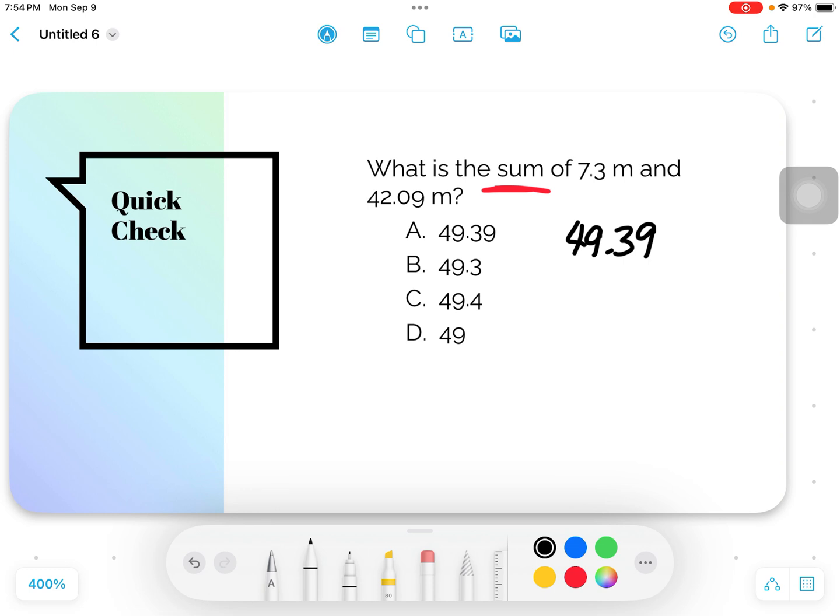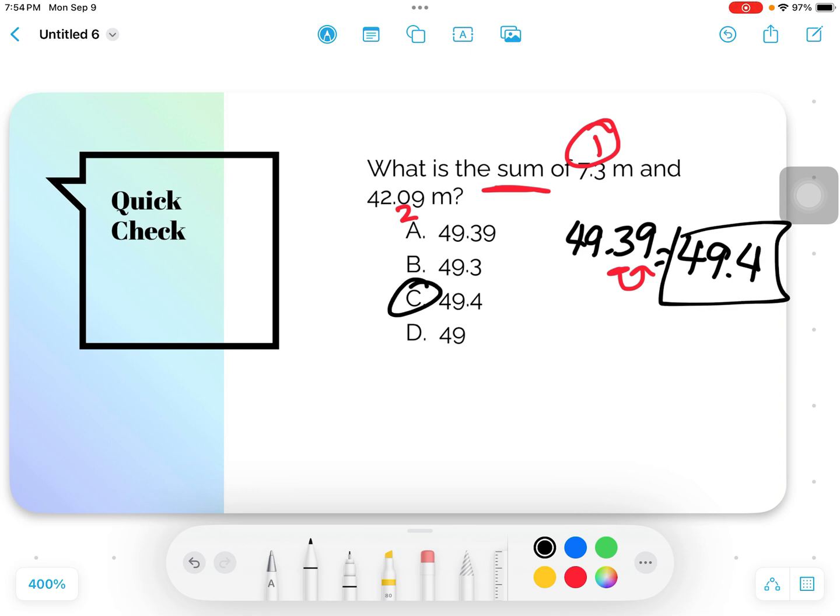So that means we should get an answer of 49.39. Now we have to remember, when we're adding and subtracting, we only worry about what's behind the decimal. So 7.3 has 1 sig fig. 42.09 has 2. We always go to the least amount, so we're going to go to 1. So we go 1 behind the decimal. Look behind, it's a 9. So we are going to round up. So we get 49.4 is our final answer, which would be C.